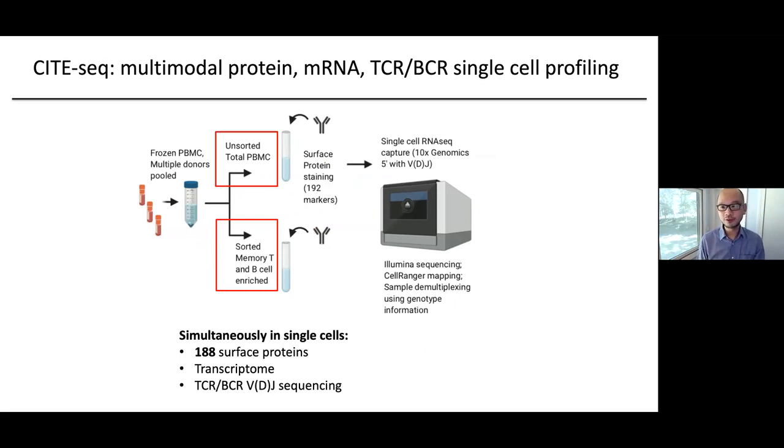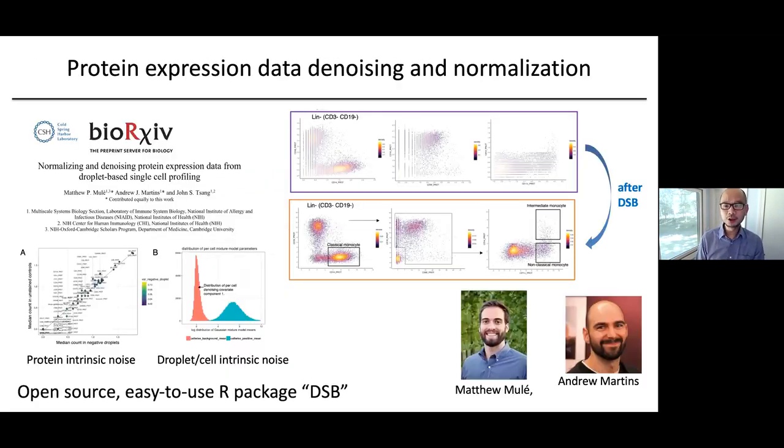And then we sequence all of them together. On average, we get about 5,000 to 8,000 cells per individual sample in this way. So surface protein data in these single cells have unique protein-specific as well as cell-intrinsic droplet-based noise sources. So we work out ways to denoise and normalize, especially the protein expression data, which has received less attention than mRNA data, as you can imagine, because of the explosion of single-cell RNA-seq. So we have combined both experiments and computations to dissect these noise sources.